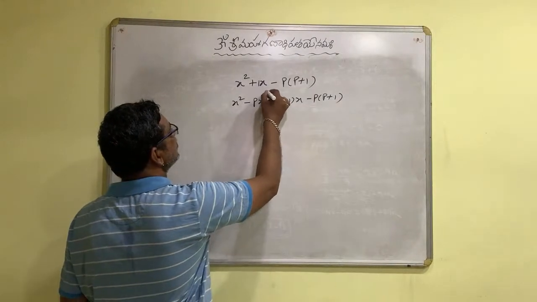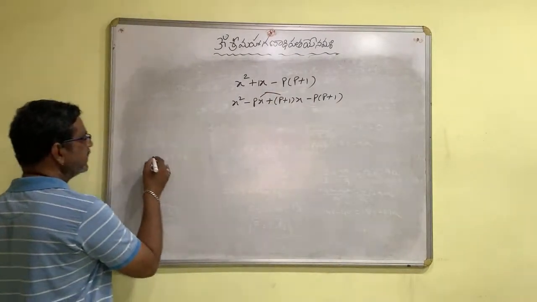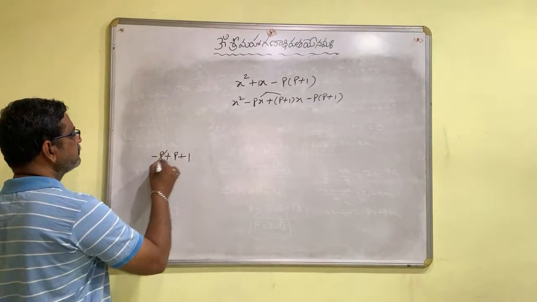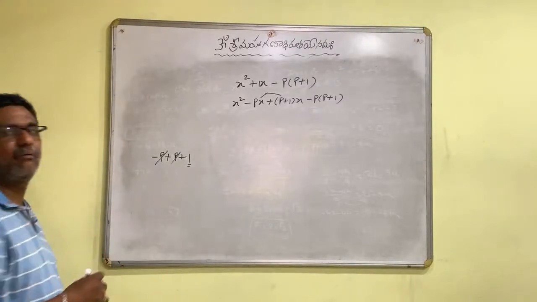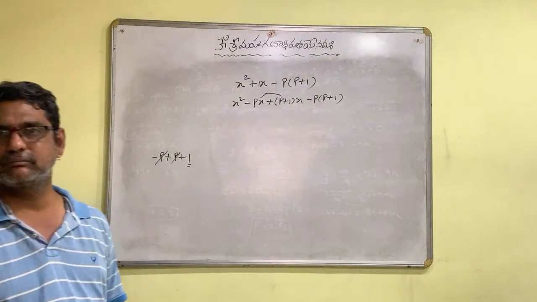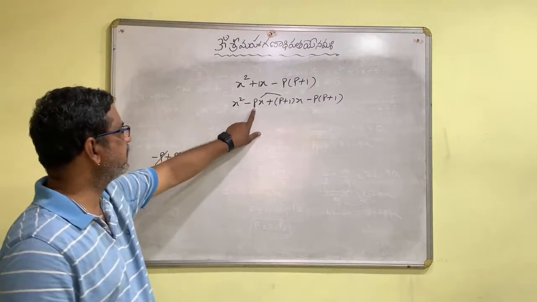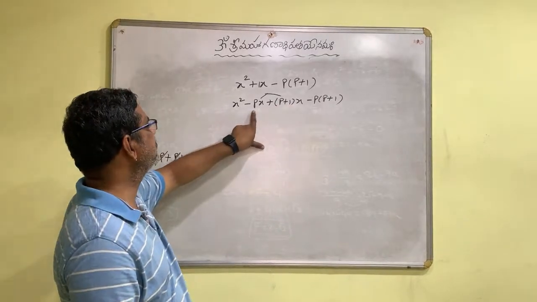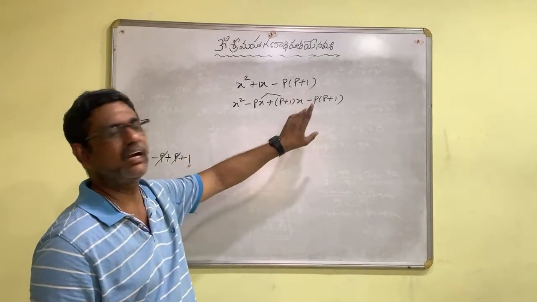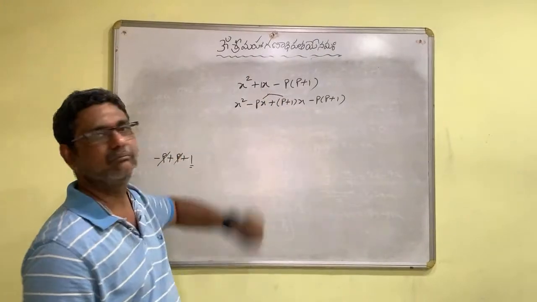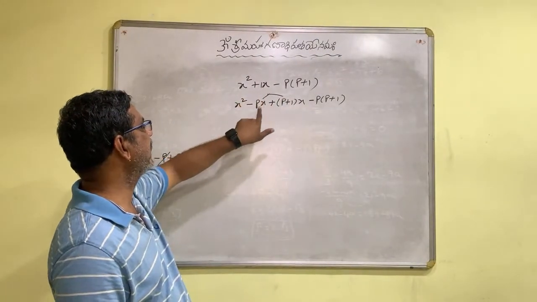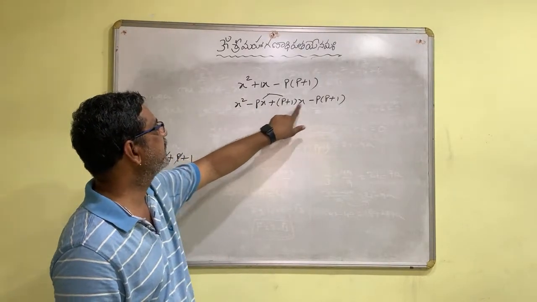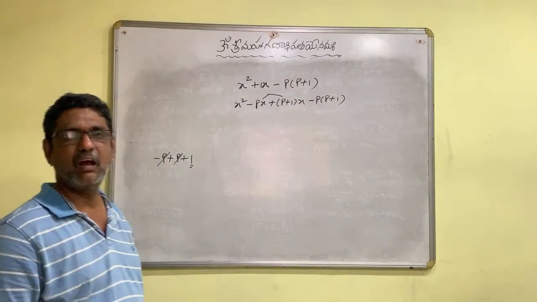Splitting this one like this. See here, minus p plus p plus 1. Minus p plus p get cancelled, you will be remaining 1. That is the idea. Minus px plus px plus 1x, minus px plus px get cancelled, 1x is remaining, the middle term. So the middle term 1x we can write like this: minus px plus p plus 1 into x. This is how we split.